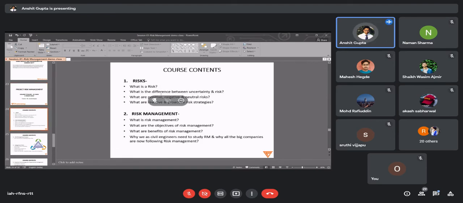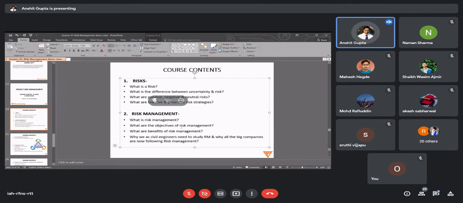What is risk? What is the difference between uncertainty and risk? What are positive, negative, and neutral risk? What are the reactive and proactive risk strategies? This is what we have discussed today in the first session. This we will be taking, but this is a very, very small part of risk management. Now, the main risk management will start from here.